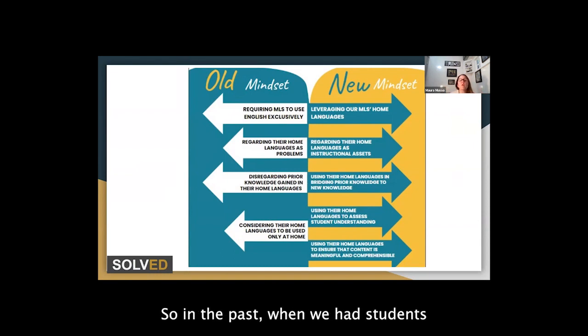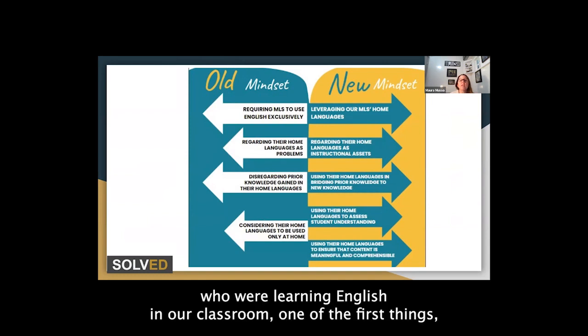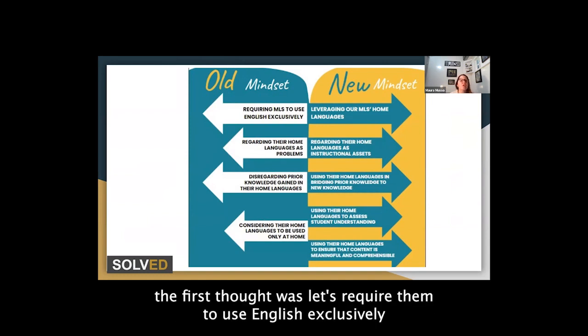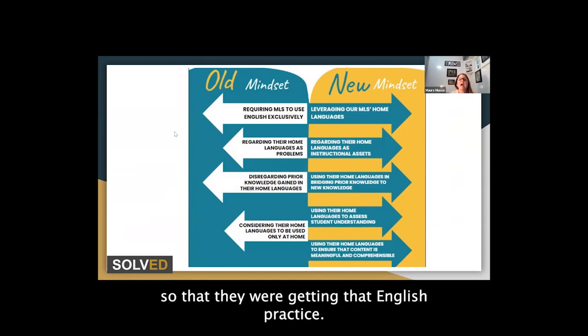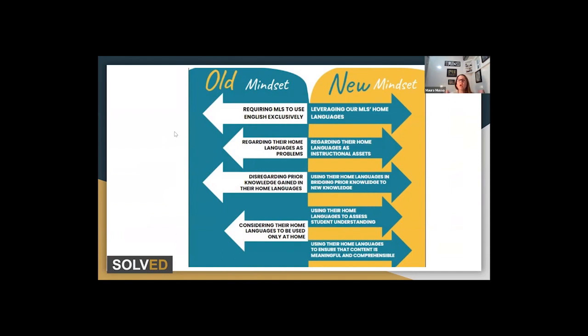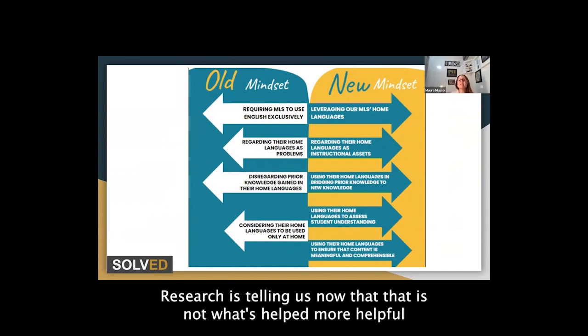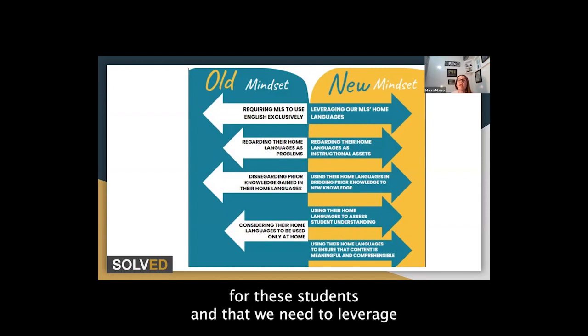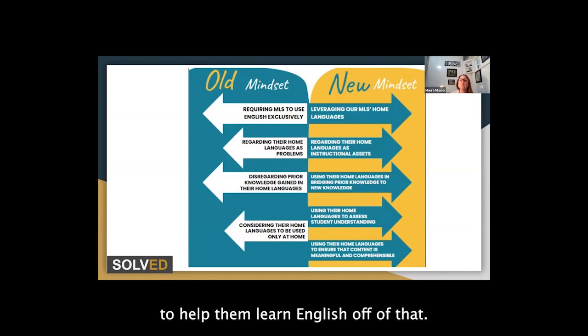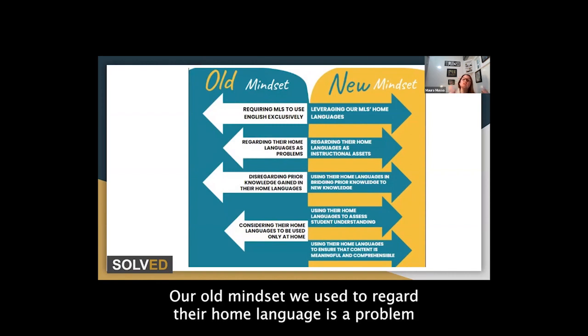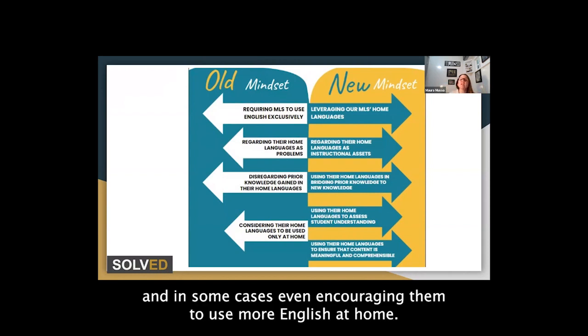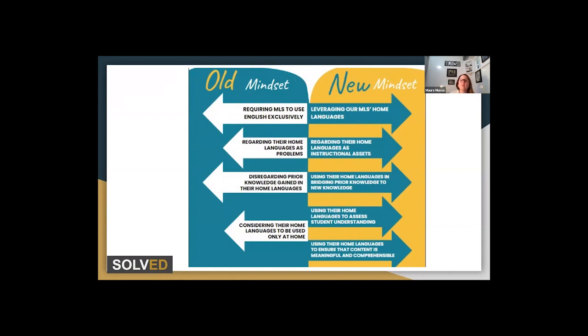In the past, when we had students who were learning English in our classroom, the first thought was, let's require them to use English exclusively so that they were getting that English practice. Research is telling us now that that is not what's most helpful for these students, and that we need to leverage our students' home languages to help them learn English. Under our old mindset, we used to regard their home language as a problem, and in some cases even encouraged them to use more English at home.